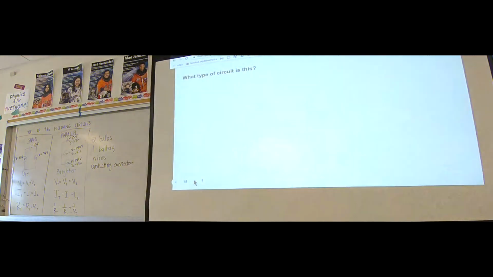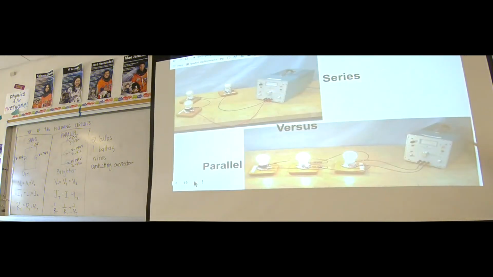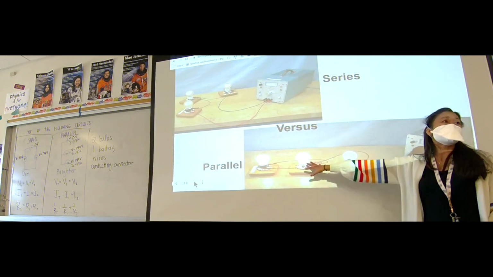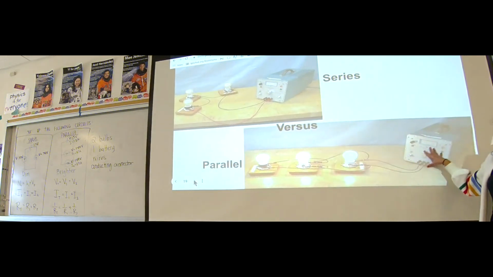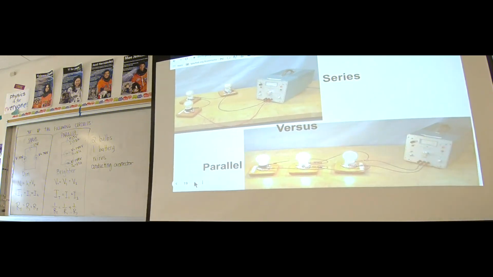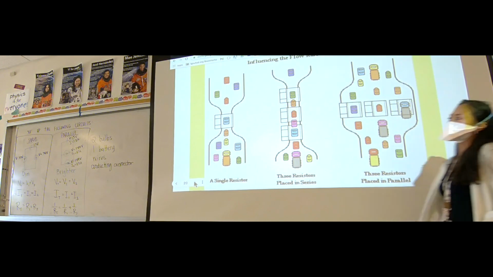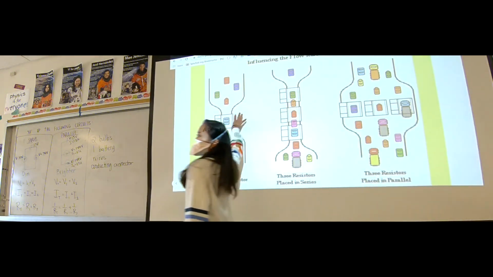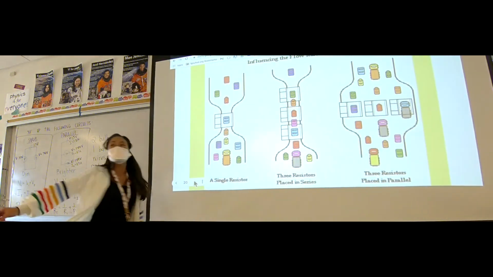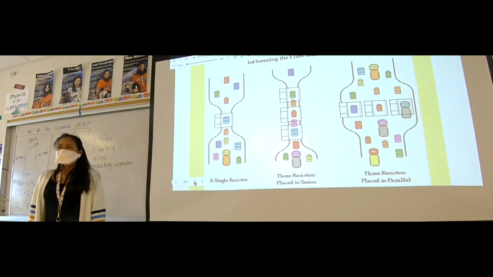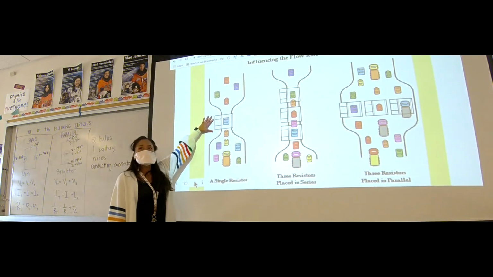We already discovered that series is dim, parallel is bright. They're all connected directly to the battery, so they have more voltage. And for current, you can think about your toll booth as your resistor and your cars as the flow of charges. One resistor, not so bad.